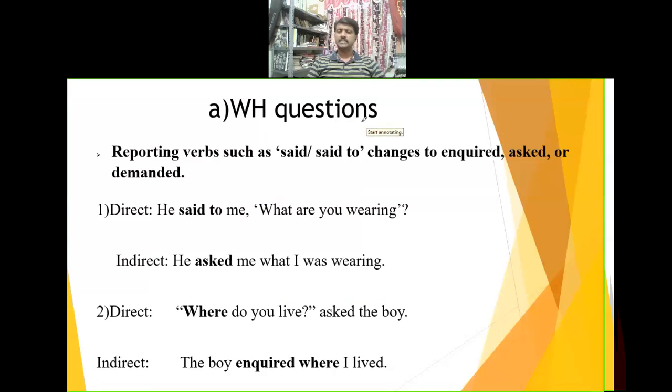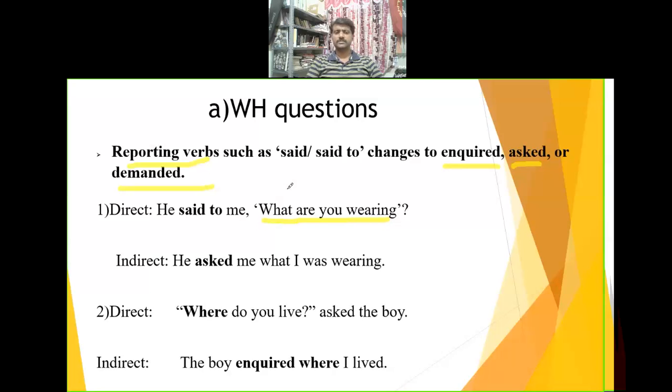First point, if you face any WH question, the reporting verbs you have to use are inquired, asked and demanded. I already told you, in assertive sentences you have to use the reporting verbs said and told. In interrogative sentences, it means questions, you have to use asked, sometimes inquired, demanded, questioned. You can use those. You have to remember this. When there is a question, you have to put the reporting verbs like this only.